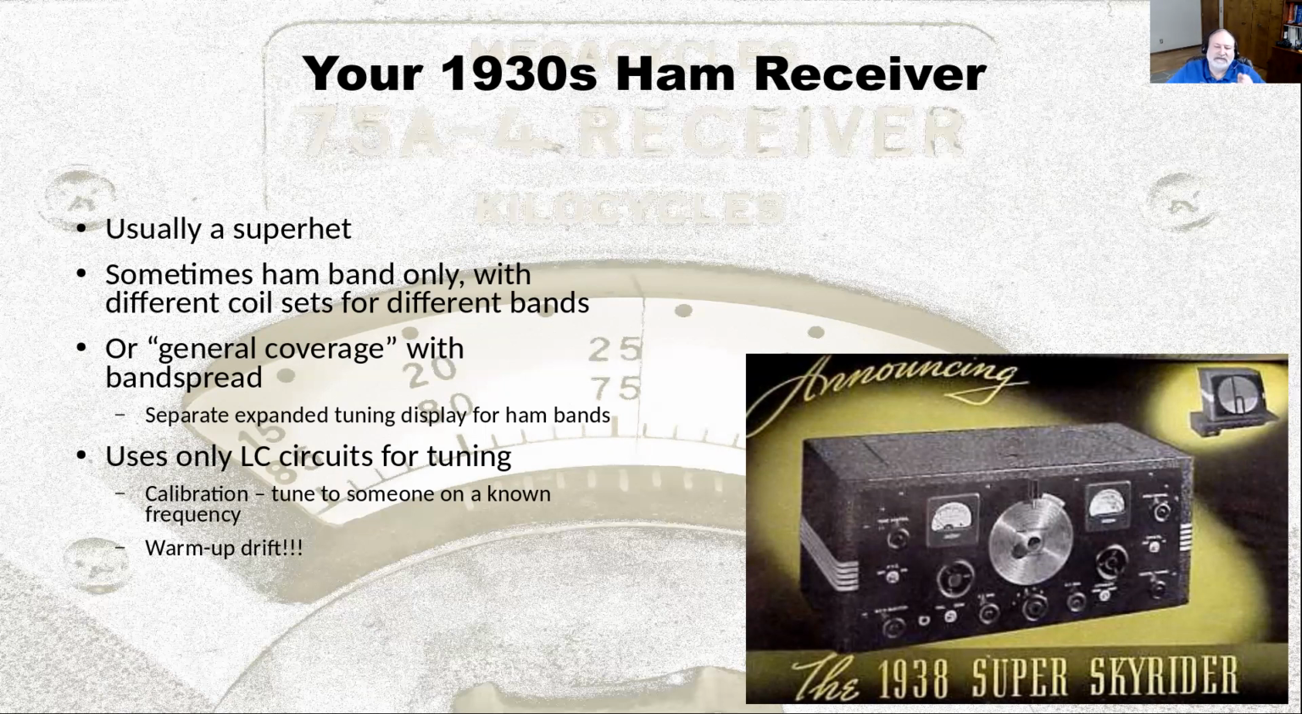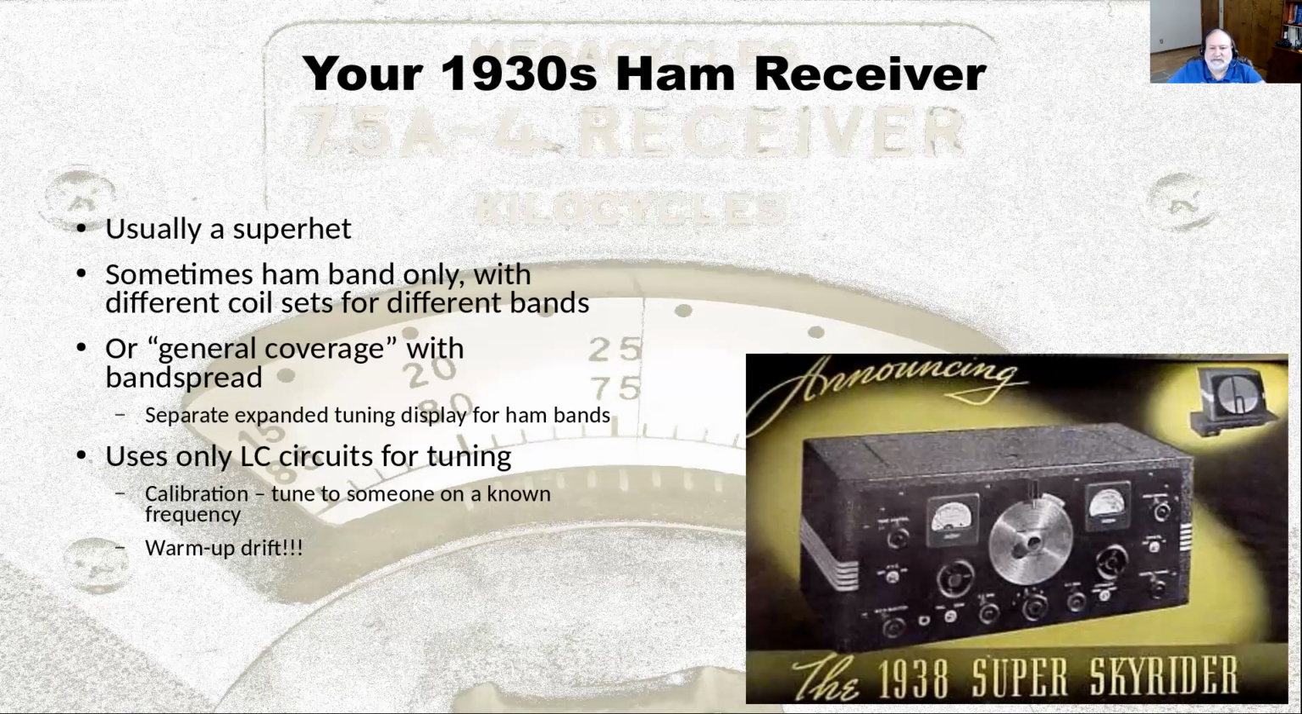You could tune the main dial to, say, 7.0 megahertz for the 40-meter band, and then use the band spread to have fine tuning across the ham band. And this allowed you to separate signals and have much better control over what frequency you were tuned to. It didn't necessarily improve accuracy, but it did greatly improve usability. These radios were using only LC circuits for tuning because, again, you wanted to have flexibility in how you tuned the radio, and crystals couldn't do that.